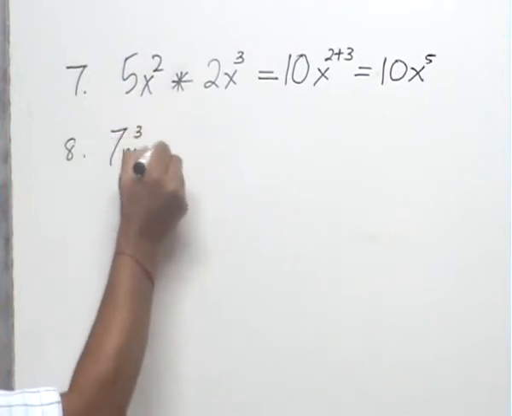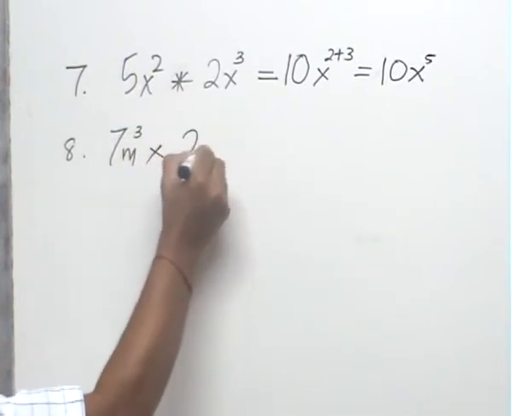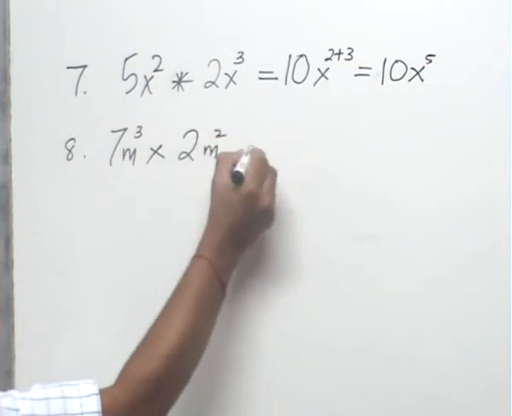Let's do another example. 7m cubed times 2m squared.